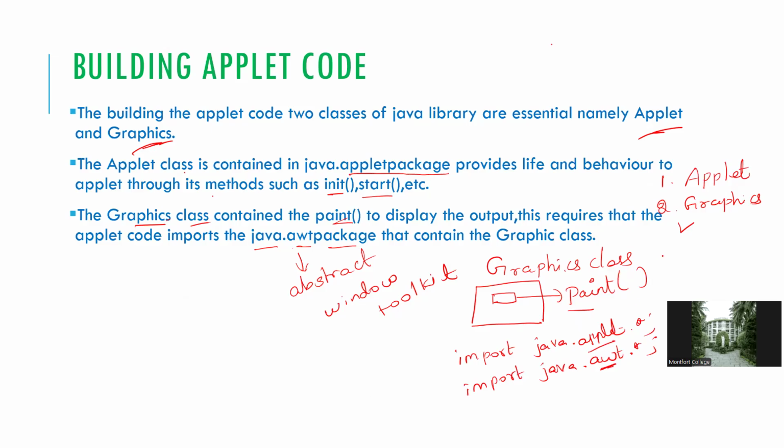The applet import is going to bring the init method, start method, and destroy method. These are the methods that can be taken if you are importing this, and the paint method will be taken by using AWT, which is present in the AWT package. So these two classes are important to include these methods: the init method and start method, and the paint method in the graphics class.